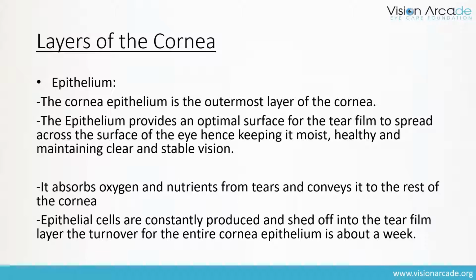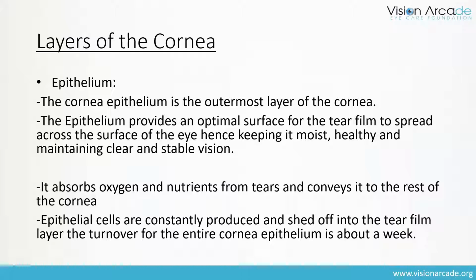So if we go to the cornea epithelium, the cornea epithelium is the outer part of the cornea, and basically it provides the outer surface for your tear film to relax on, more or less, and that provides protection for your eyes, because you blink and then it generates tears, and then it helps with refraction as well. So it provides the optimal surface for the tear film to spread across the surface of the eyes, hence keeping it moist, healthy, and maintaining clear and stable vision.